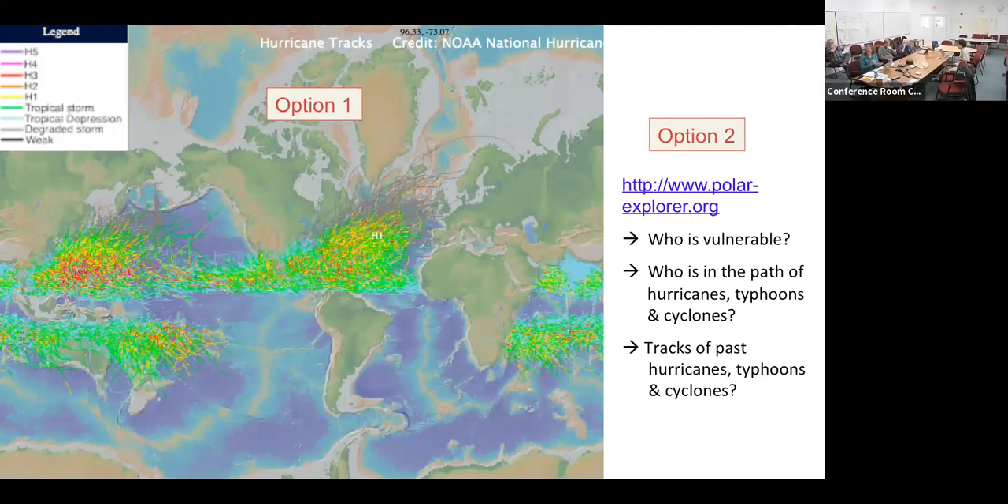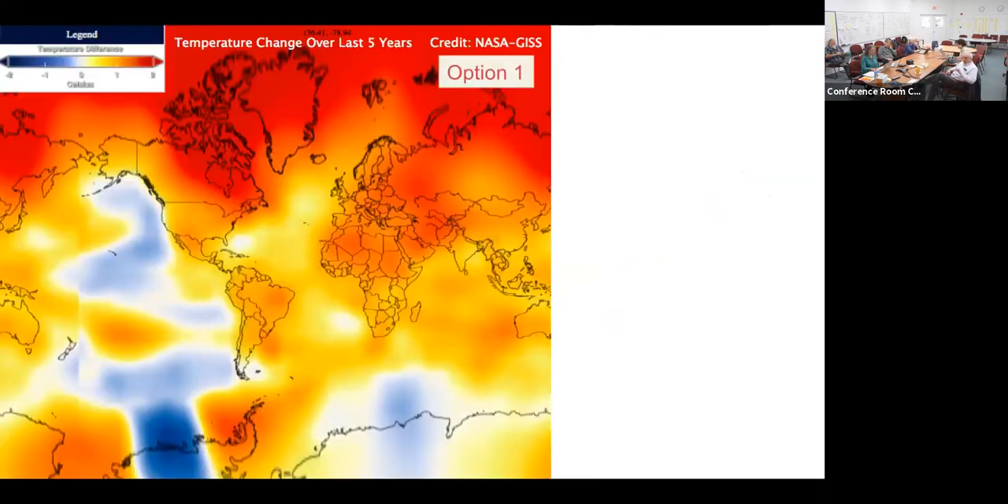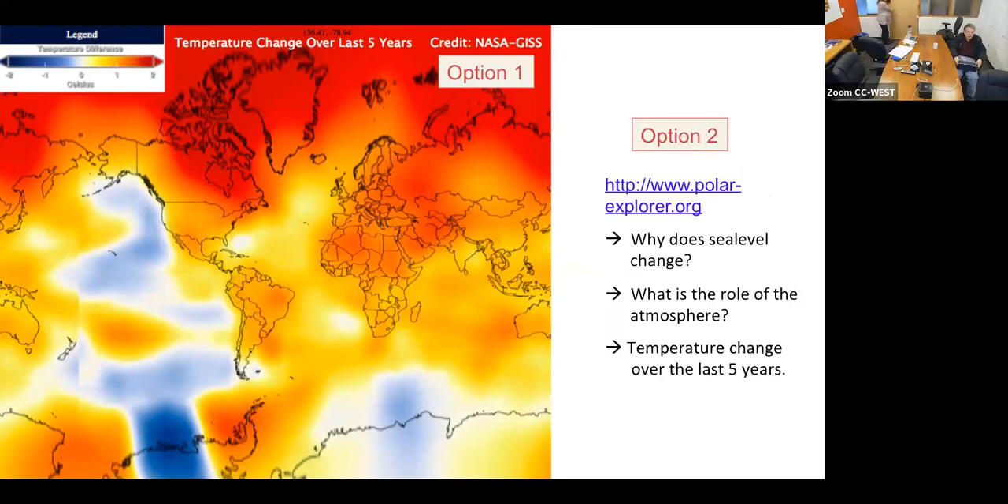My other data example is equally fascinating. So I'm going to switch to the other data example here, and we'll be using a different prompt. As you look at this next map, imagine that you're going to meet the scientists who collected the data. Write down questions that you would like to ask those scientists. So here's our next map, option 1, which you can look at in the Zoom window, and here is our option 2.